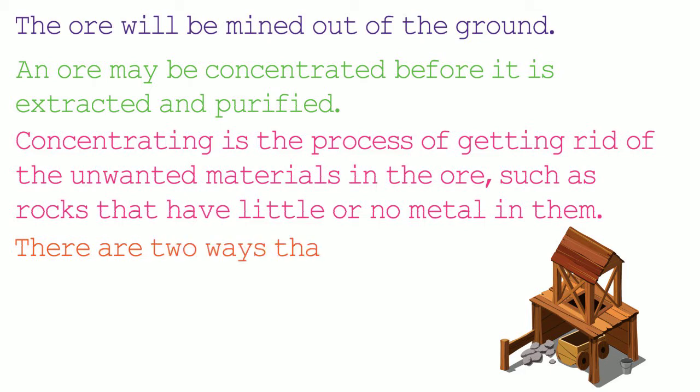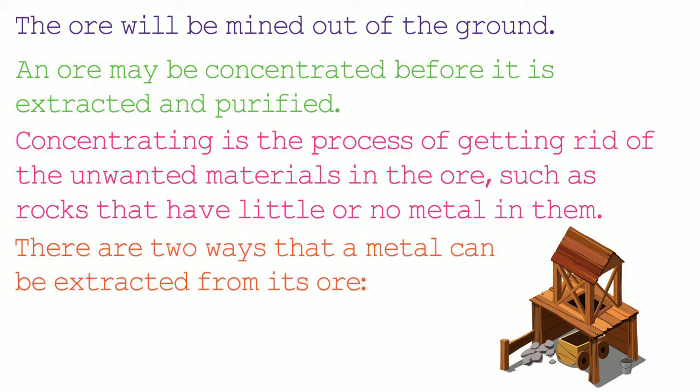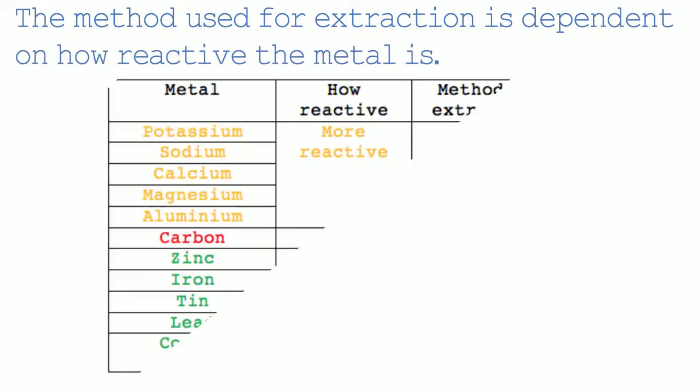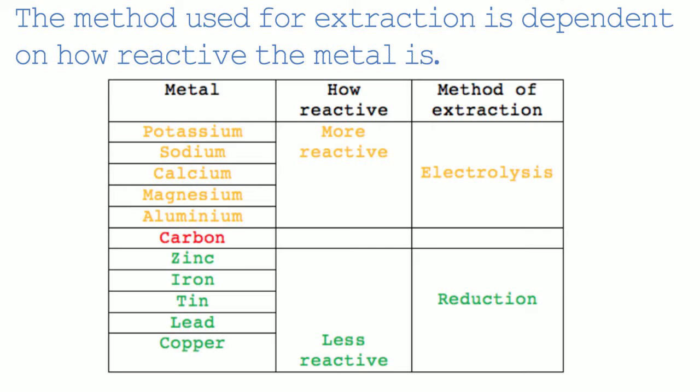There are two ways that a metal can be extracted from its ore. One method is reduction, and the other method is electrolysis. The method used for extraction is dependent on how reactive the metal is. In the table we have a variety of different metals, and we also have carbon. Carbon is obviously not a metal, but it is key to know which method is used. All of the metals that are more reactive than carbon need to be extracted using electrolysis. From the table we can see that potassium, sodium, calcium, magnesium and aluminium are all more reactive than carbon. Therefore, the method of extraction is electrolysis.